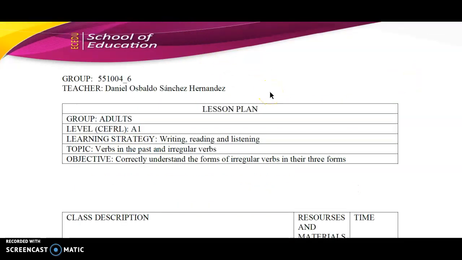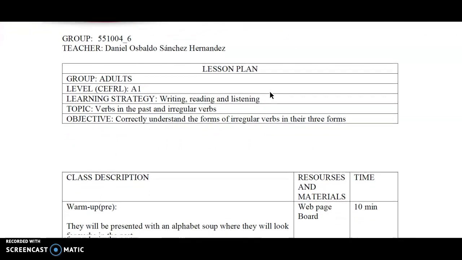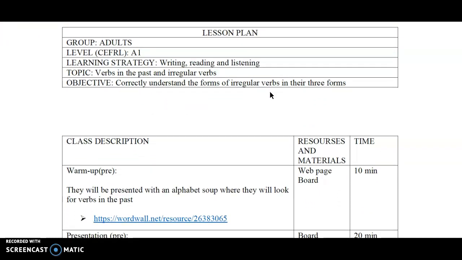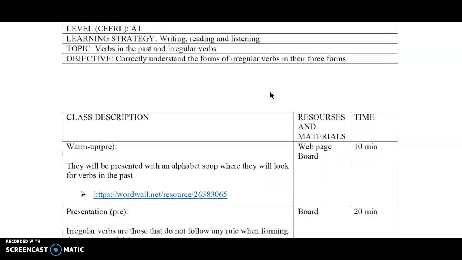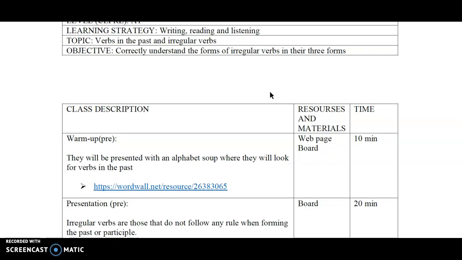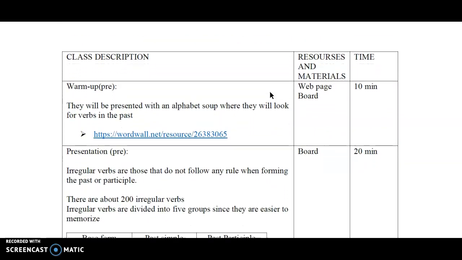Lesson plan: adults. Teacher Daniel Osvaldo Sánchez. Group: adults, level A1. Topic: verbs in past and irregular verbs. Objective: correctly understand the form of irregular verbs in their 3 forms. Class description, resources and materials, time.